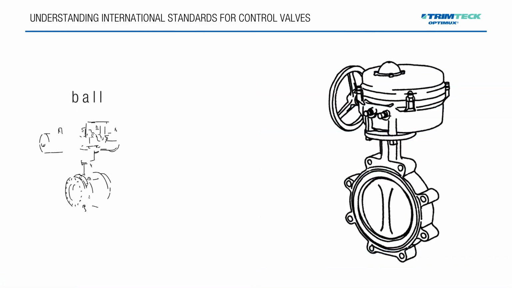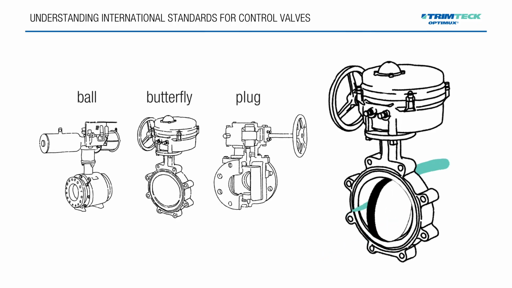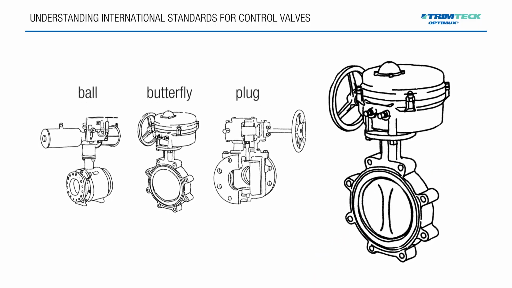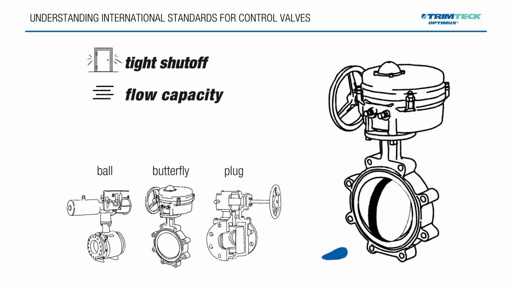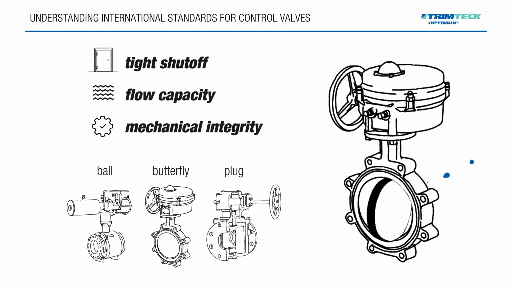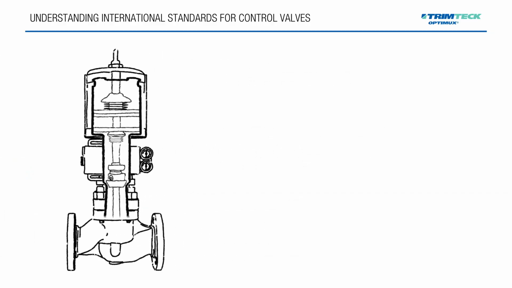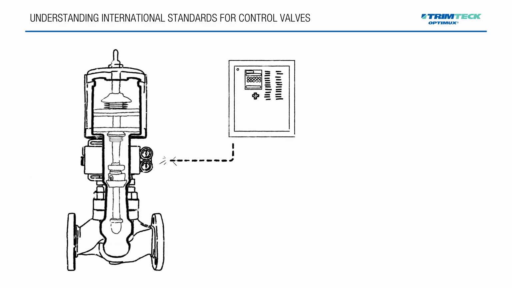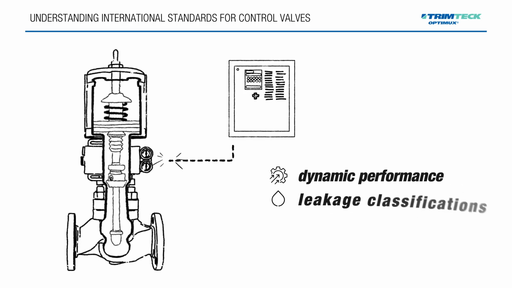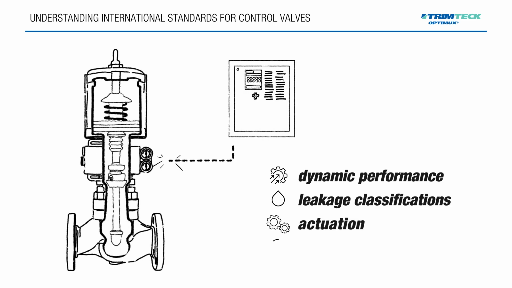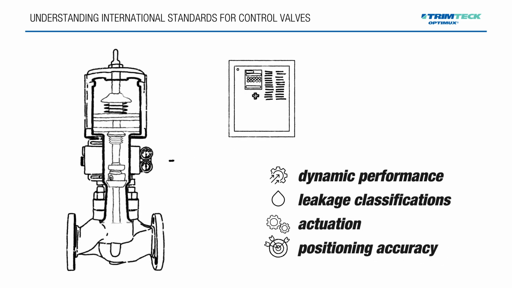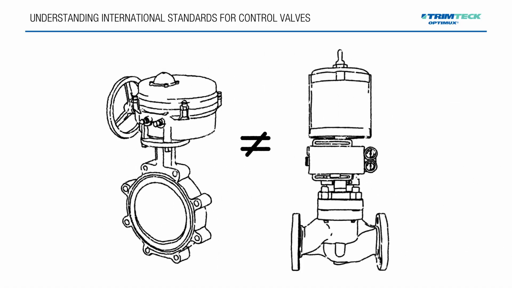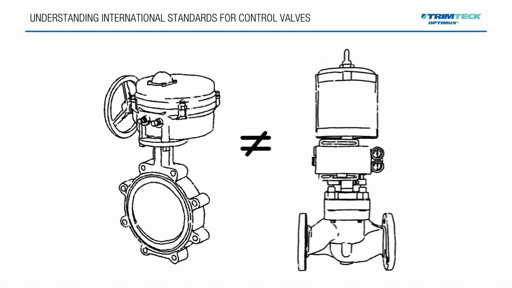On-off valves, like ball, butterfly, and plug valves, are designed to fully open or fully close with minimal leakage. Their standards emphasize tight shutoff, flow capacity, and mechanical integrity. Control valves, by contrast, are designed to throttle flow continuously and respond to control signals with precision. Their standards focus more on dynamic performance, leakage classifications, actuation, and positioning accuracy. This functional difference drives separate sets of applicable international standards.